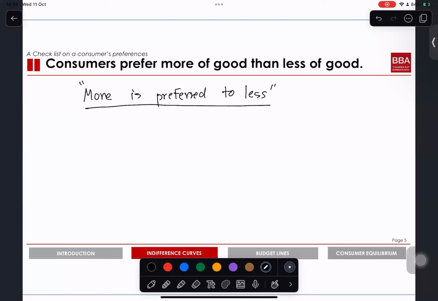That means more of the goods never upsets the consumer. The more, the better. The more amount of the goods, the higher the level of satisfaction. The level of satisfaction between having, let's say, 3 A's in this semester or 6 A's. Wow, very different. More is preferred to less. Sometimes we say more is better.